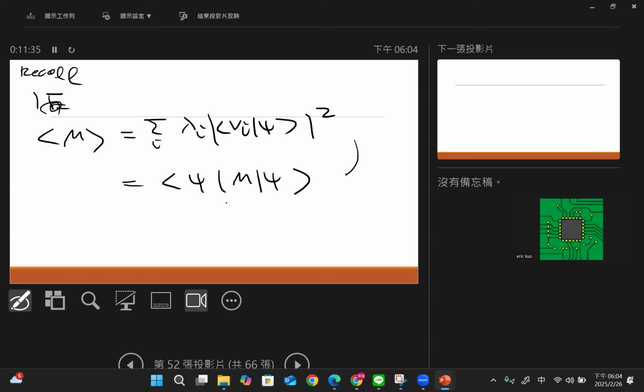I believe this is an obvious expression that you see in quantum mechanics, and this is the definition, right? You get outcome lambda i with probability this guy squared. So this is the expectation value. So maybe let me just quickly prove they are the same.